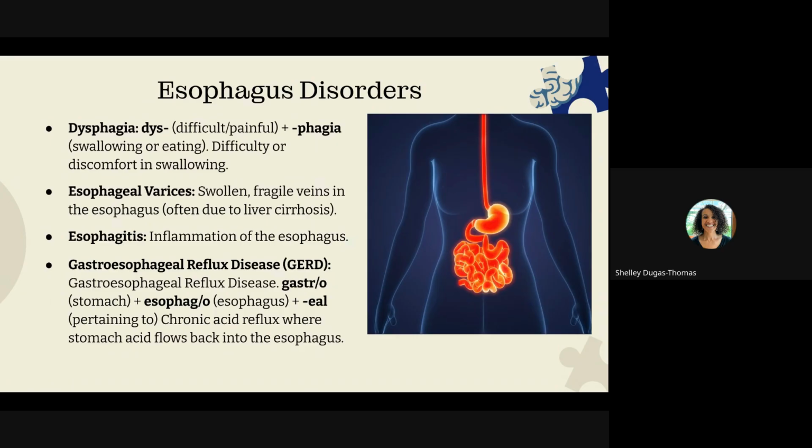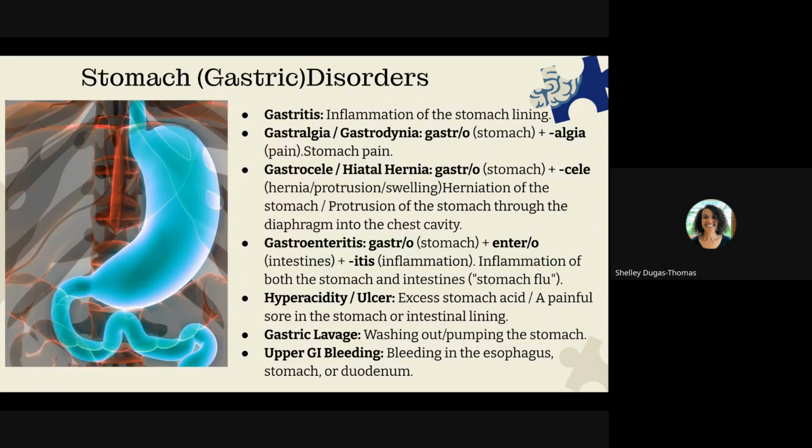We look at gastroesophageal reflux disease, the abbreviation GERD. That is gastro, stomach, plus esophago, which means esophagus, plus -eal, which is pertaining to, essentially a chronic acid reflux where stomach acid flows back into the esophagus. So these are just some more terms. You can see how they're broken down. Practice breaking them down, and then look at the term and try to go backwards.